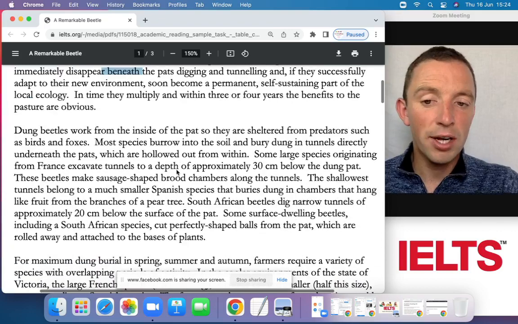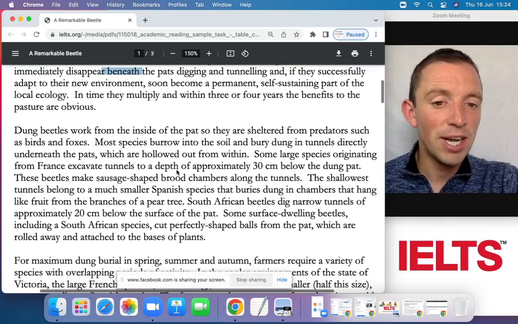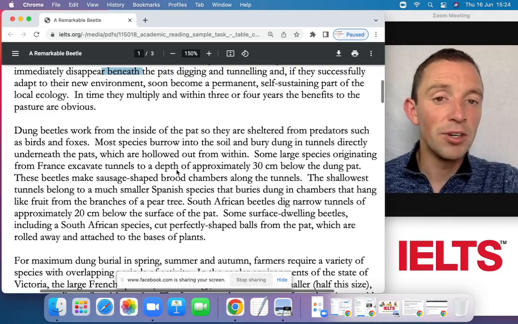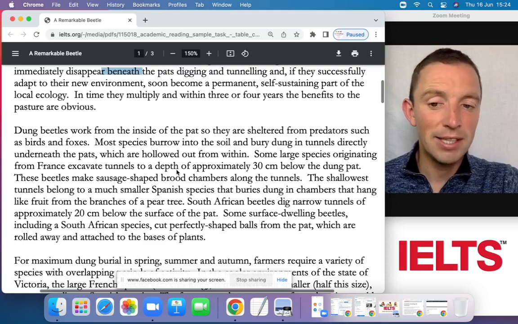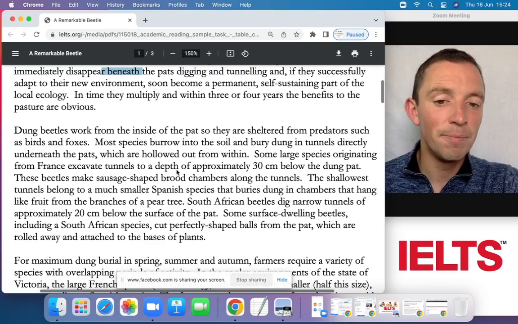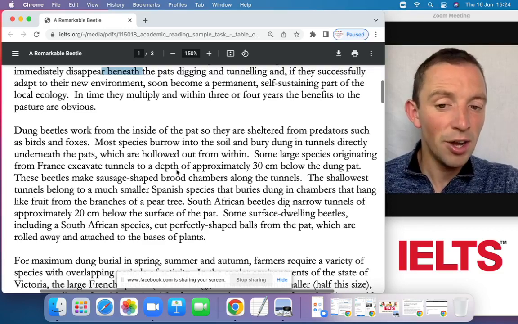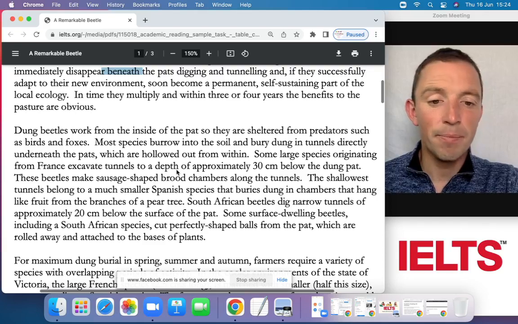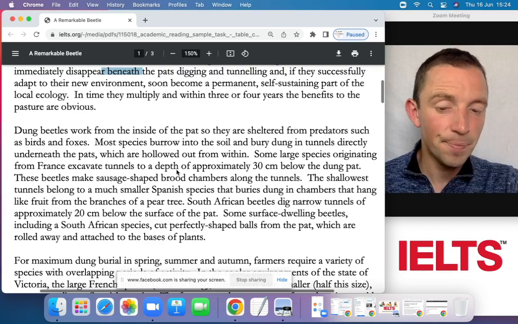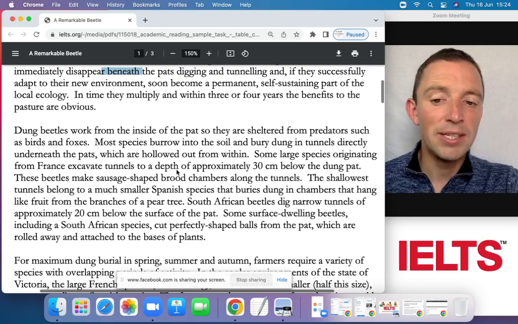Dung beetles work from the inside of the pat, so they are sheltered from predators such as birds and foxes. Most species burrow into the soil and bury dung in tunnels directly underneath the pats, which are hollowed out from within. Some large species originated from France, excavate tunnels to a depth of approximately 30 centimeters below the dung pat. These beetles make sausage-shaped brood chambers along the tunnels.